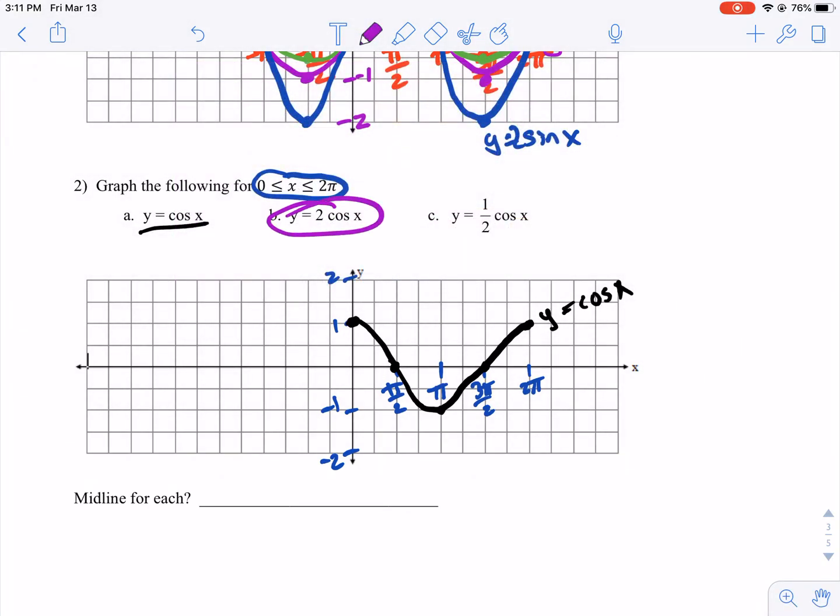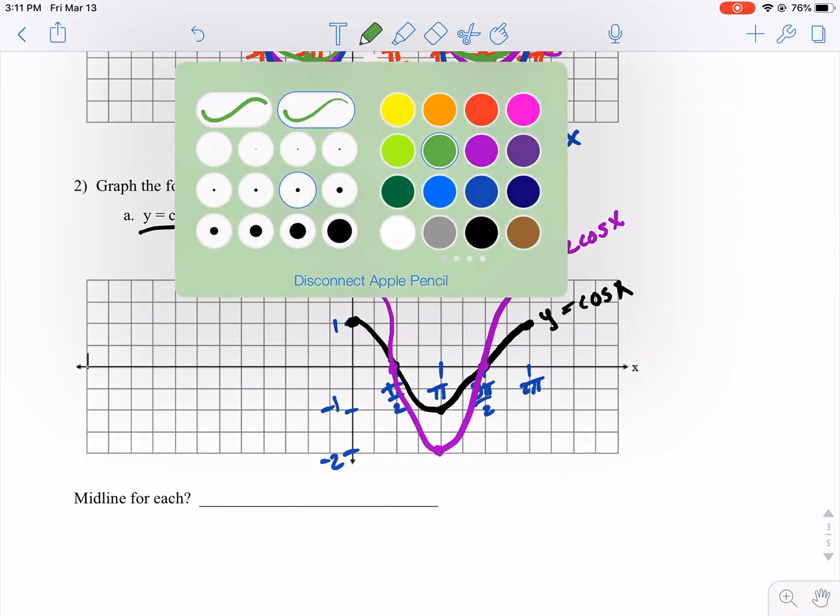Alright, next one. The amplitude's going to go up to 2. As you saw on the sine graph, that just means instead of going to 1, you're going to go to 2 instead. So instead of starting at 1, we're going to start at 2 and make a v. 2 to 0 to -2 to 0 to +2. Make a cursive type v. And there's your cosine for 2x.